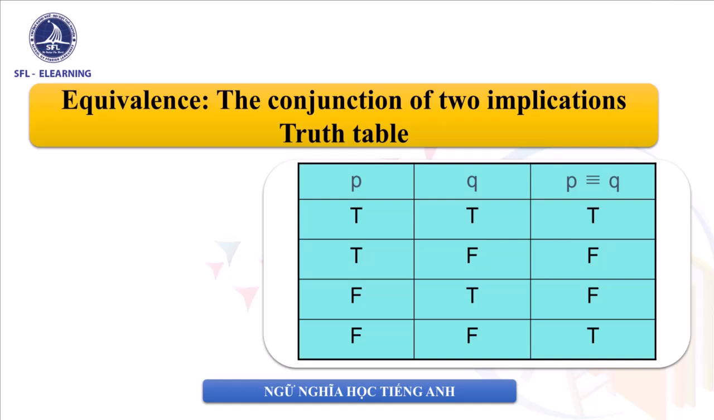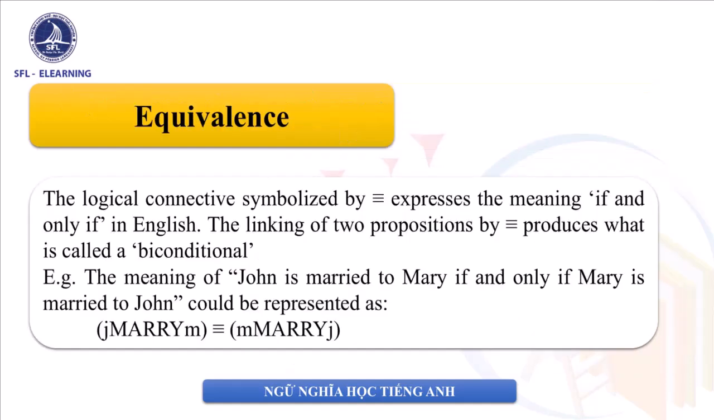And here comes the truth table for this function. And finally, the fifth type is equivalence. The logical connective symbolized by the double bar expresses the meaning of if and only if in English. When we connect two propositions using this symbol, we form what's called a biconditional.